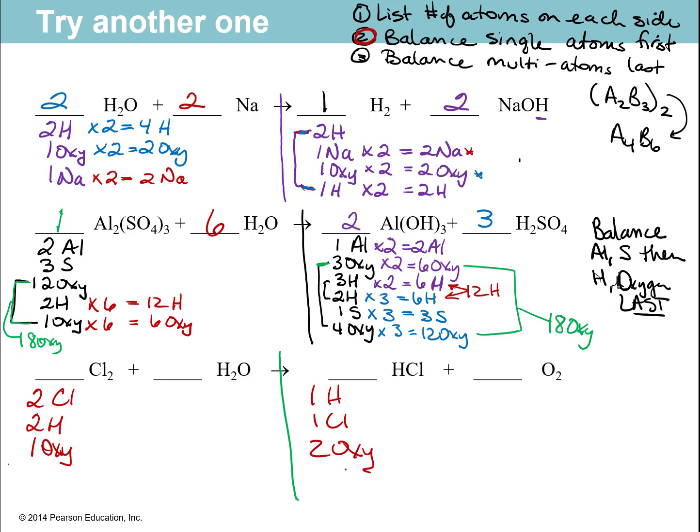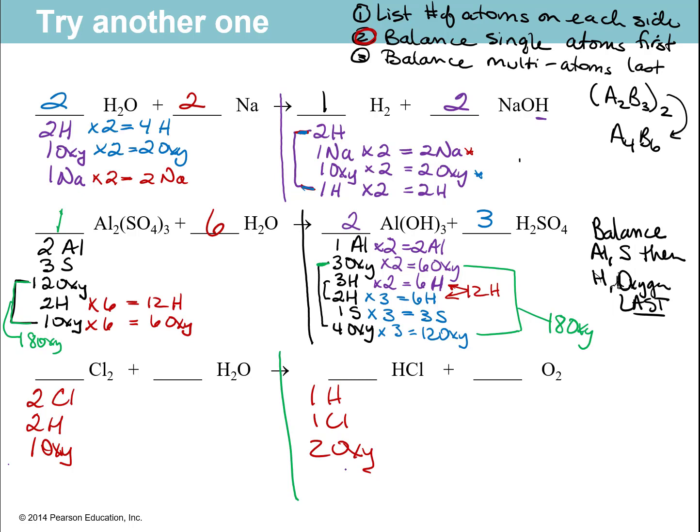And sometimes when you balance one, it messes up another one, but that's okay. Just go back and balance it again. So which one did you choose to balance first? You see they're all only 1. There's only 1 hydrogen on either side, 1 chlorine on either side, 1 oxygen on either side.